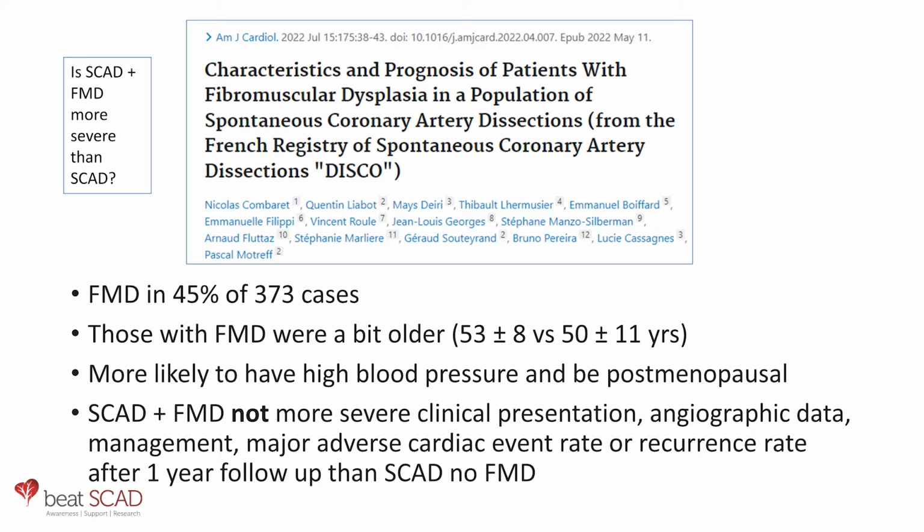And the next paper very much talks about the same thing. So this is from the DISCO study. This is a European group. And in this group of SCAD patients, 45% had FMD. Those with FMD were likely to be a little bit older, a bit more likely to have high blood pressure, a bit more likely to be postmenopausal. But importantly, having SCAD and FMD did not mean you had a more severe clinical presentation. Your imaging data was different, but the management was not different, and the likelihood of a recurrence was not any different.